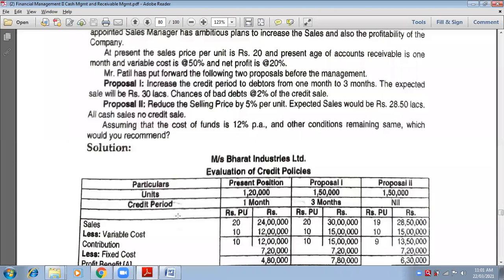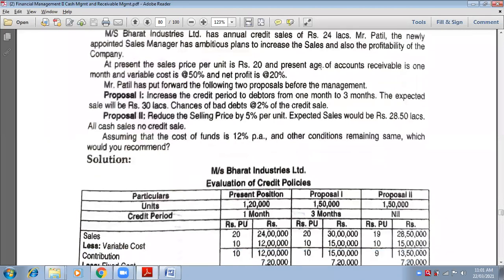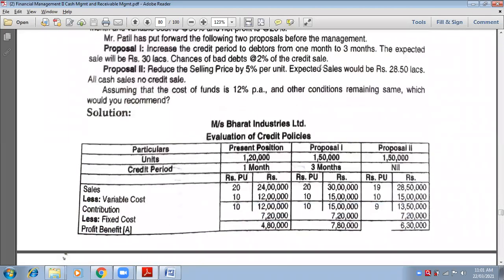Yes or no? Yes, ma'am. Now let us quickly begin. Sales first of present policy 24 lakhs. It is already given in the first line of the question. So write down sales 24 lakhs. Now, no need to write per unit. We have already calculated 19, so why do we need to put it again and again in the column? So just write down sales 24 lakhs in the present policy.